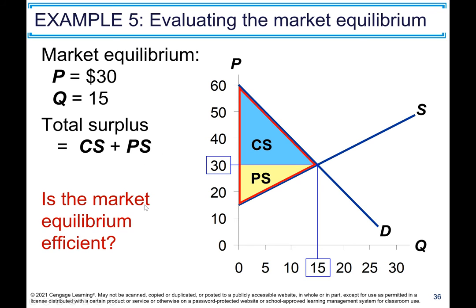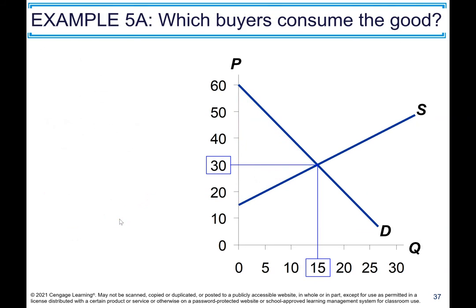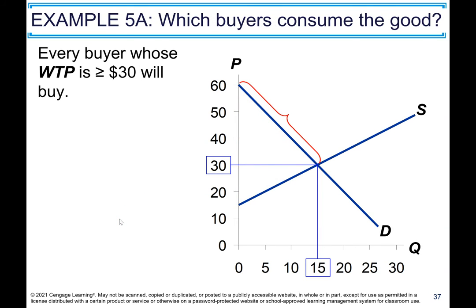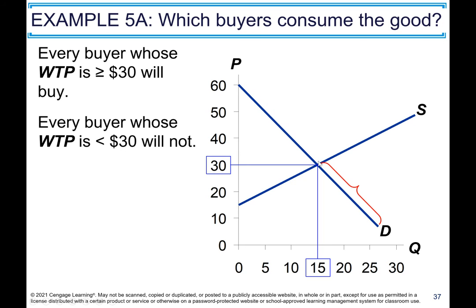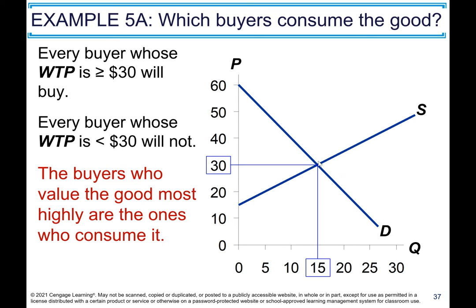And is this market equilibrium efficient? That's a good question. Every buyer whose willingness to pay is equal to or greater than $30 will buy some of the item. Every buyer whose willingness to pay is less than $30 will not buy it. The buyers who value the good most highly are the ones who consume it.